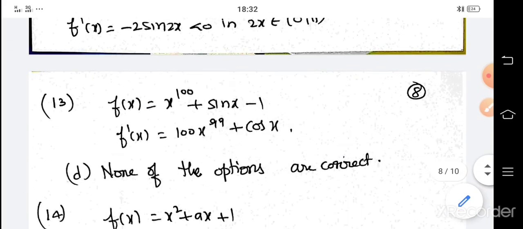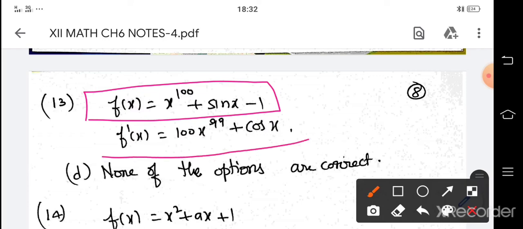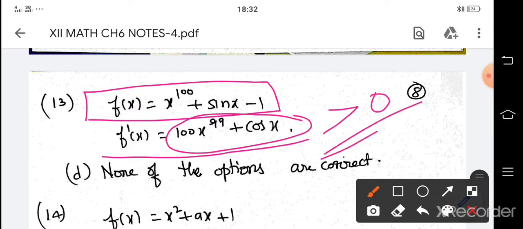Next question. f of x is equal to x power 100 plus sin x minus 1. Find on which of the following intervals this given function is strictly decreasing. That means f dash of x must be less than 0. f dash of x is 100x power 99 plus sin x. You see that all the options A, B, C have positive values. When I substitute positive values in this, I get greater than 0 only. So this function is increasing in those intervals, so no need to take any of the options A, B, C; directly you say none of the options are correct.